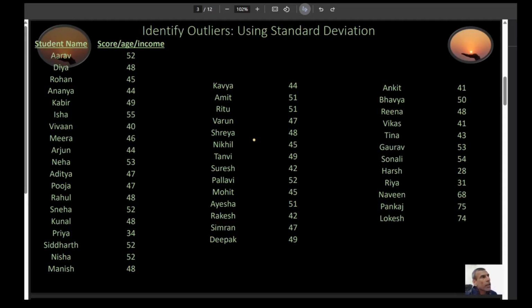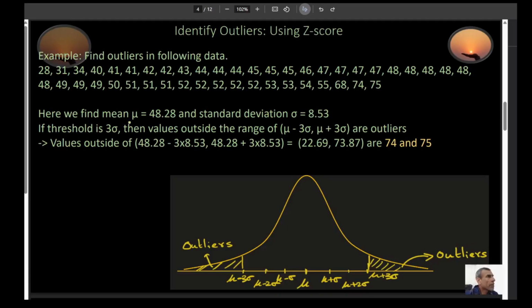So let's try to find outliers in this data right here. These are the student names, and these are the scores. This could be age, this could be income, this could be any data. So this is the data, and these are students and their scores. To find the outliers, I first write my data like this, just for convenience. And here I find my average value. My mean value comes out to be 48.28. And I also find my standard deviation, which comes out to be this. I'm assuming you know how to find standard deviation and your mean value.